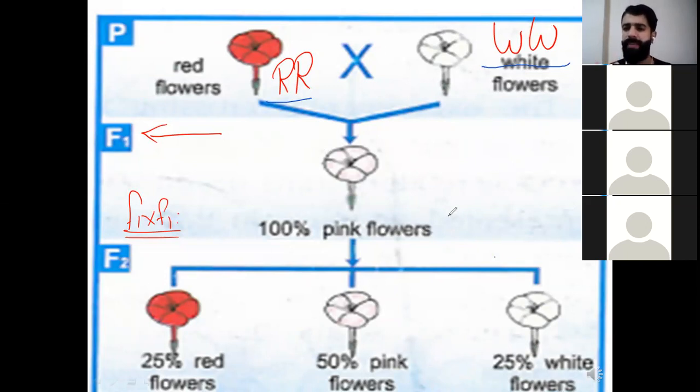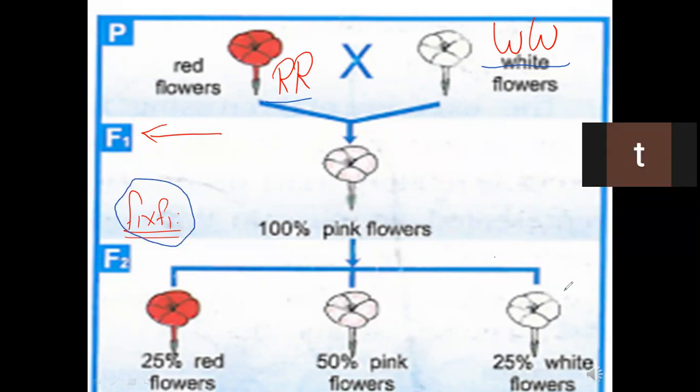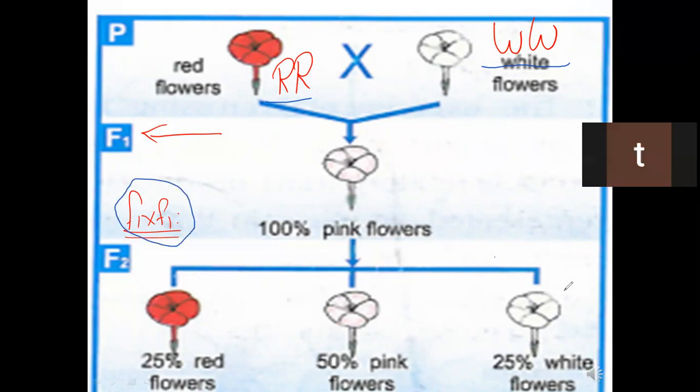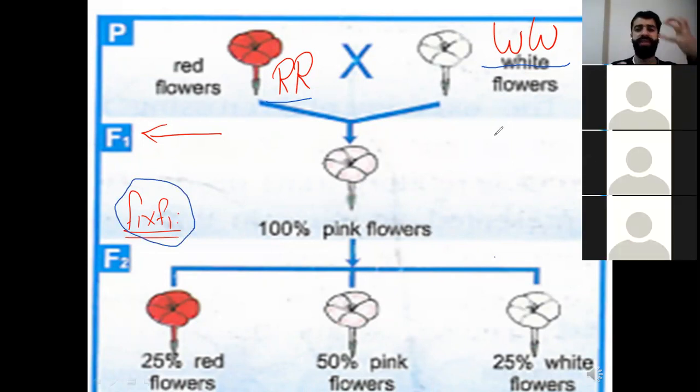What are the genotypes? What are the possibilities? We will check in the next slide. Then they gave us the F2. F2 is always F1 crossed with F1. So this is always the F2 generation, F1 crossed with the F1. What do you think, Nada? What do we call this type of cross, whenever we cross F1 with F1?